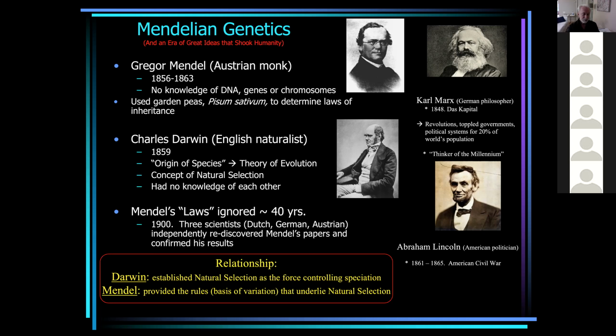But let's first talk about Mendel and Darwin. Gregor Mendel was a monk. He lived in a monastery in Austria.